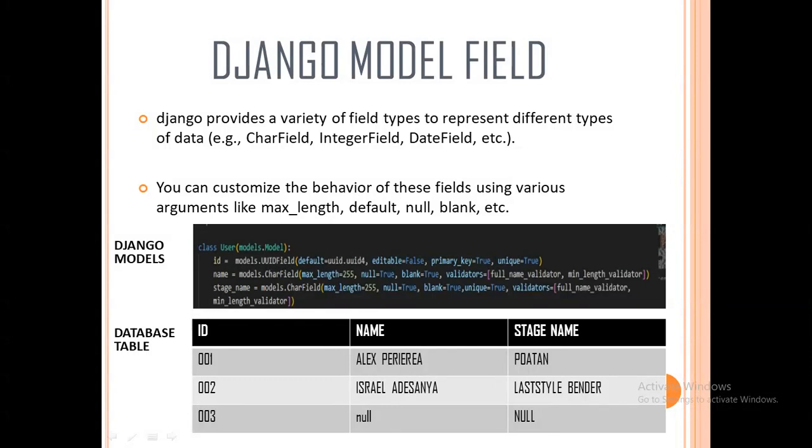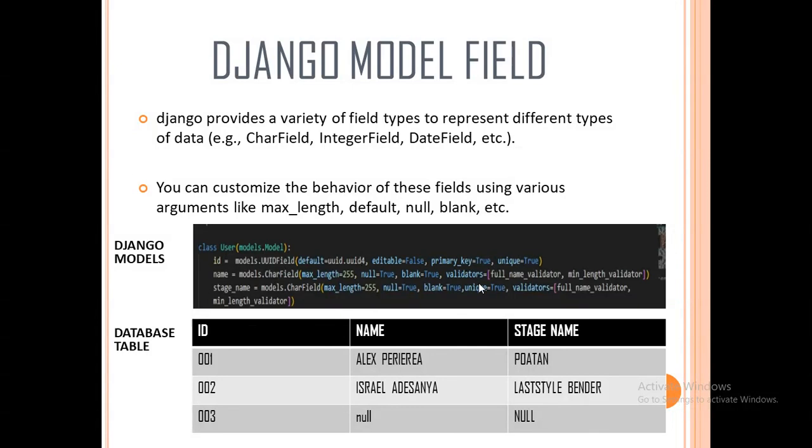Okay, let me continue. I said we also have the null and the blank, which means it's not compulsory we add a name to the name column when adding data to the table. Now we have validators arguments, we have unique, we have editable, we have primary key, which we'll be discussing in this video session. But the rest here, we will talk about more in the next video session.